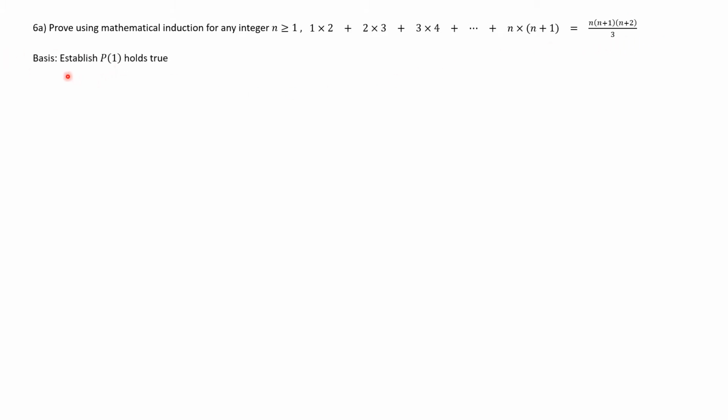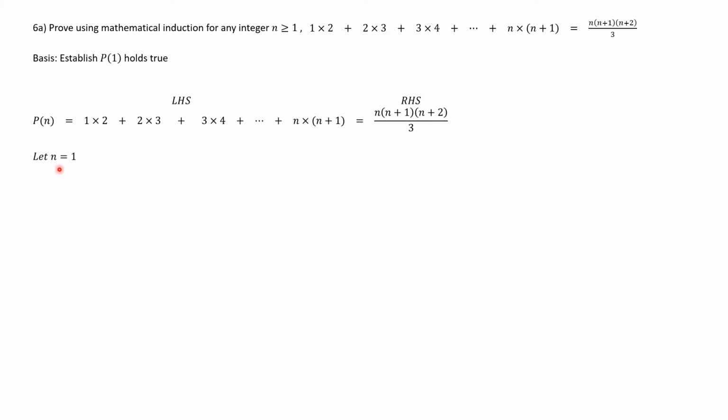So let's first do our basis and establish that P of 1 holds true. Let's see what P of n is going to equal. P of n is going to equal all of that: 1 times 2 plus 2 times 3 plus 3 times 4 plus ... plus n times n plus 1, and that's going to equal n times n plus 1 times n plus 2 divided by 3.